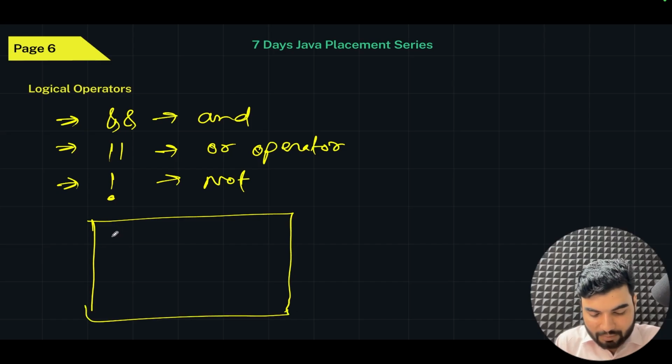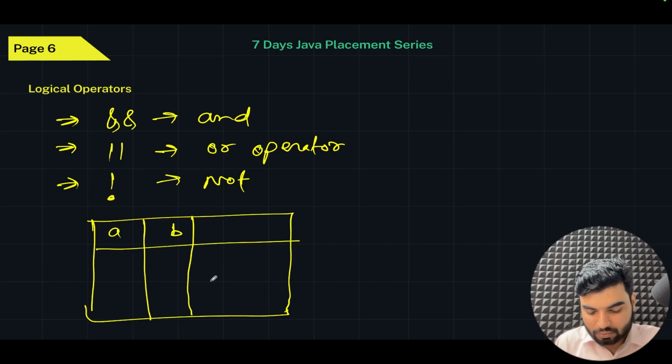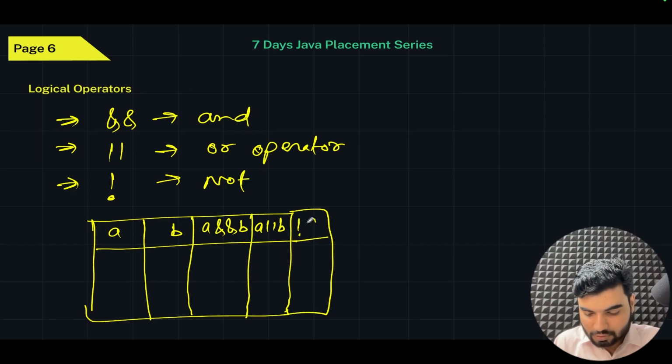So here, let's say I have variable A and variable B, assuming true or false. I'll denote one as true and zero as false. Now I'm writing A and B, then A or B, and last I will write not A.